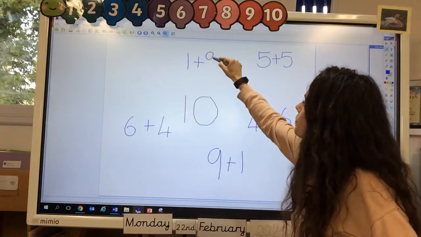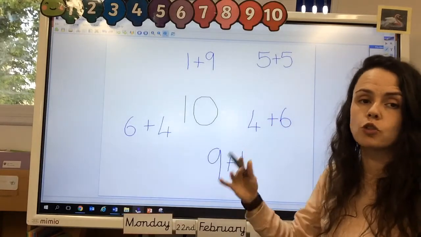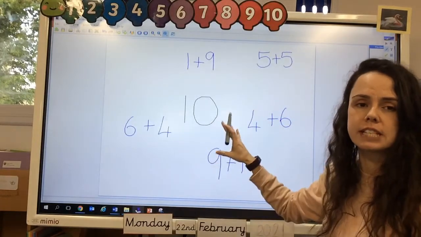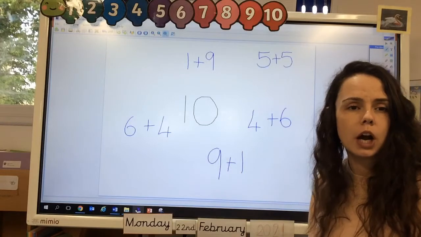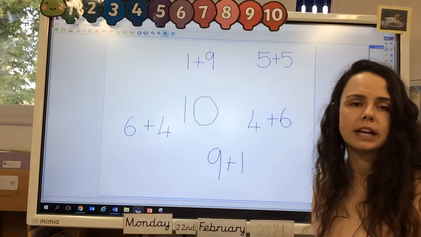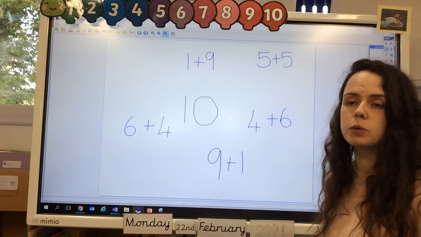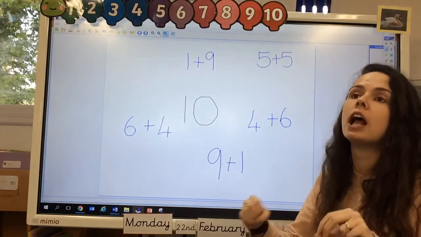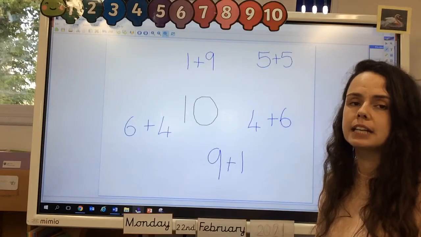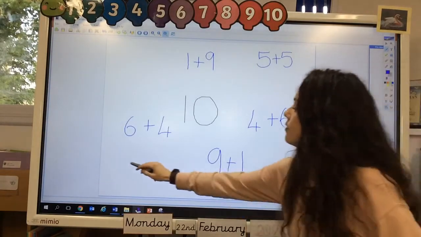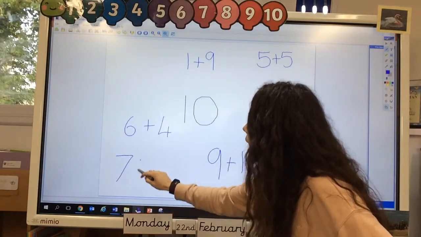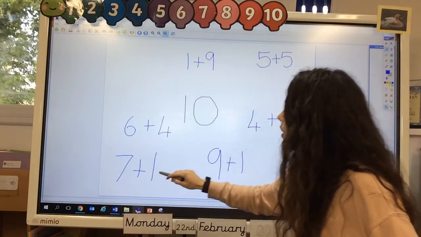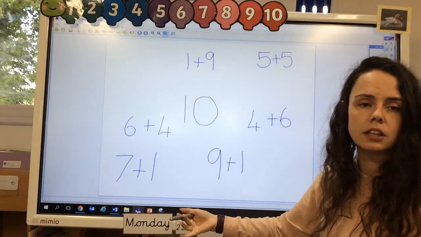Now, if you think you can do the rest of your number bonds to 10, that's fantastic. Put them on there. What I want to know though, is there any other ways of making 10? Because what we've been doing so far is just adding two numbers together, like 4 and 6, 5 and 5. What about if I had 7 add 1? Does that make 10?